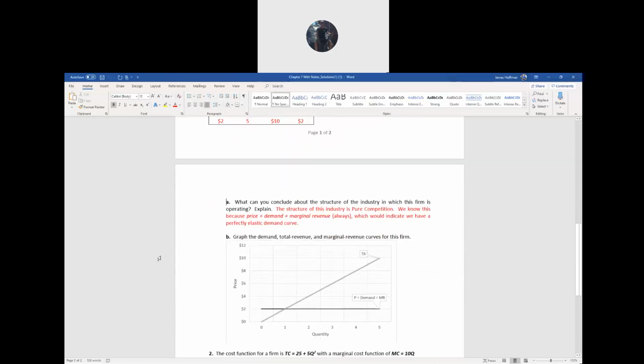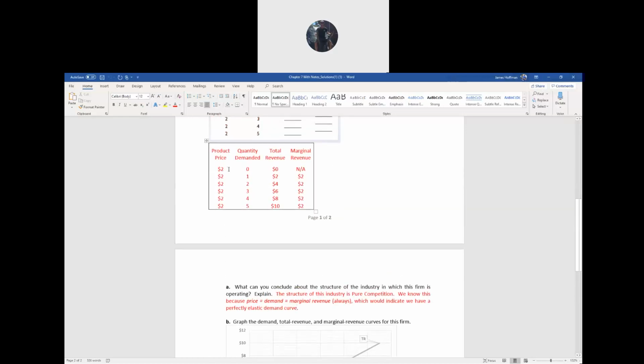All right, so part A, what can you conclude about the structure of the industry in which this firm is operating? And this is pure competition. We know this because price equals demand, which equals marginal revenue, which would mean we have a perfectly elastic demand curve. So if you see that the price is fixed and the marginal revenue is fixed at that price, that's got to mean that you're in a perfectly competitive scenario.